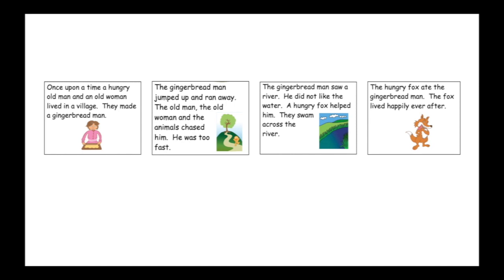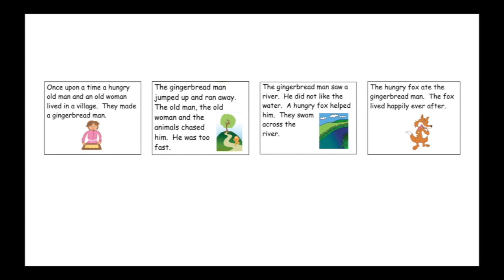Once upon a time, a hungry old man and an old woman lived in a village. They made a gingerbread man. The gingerbread man jumped up and ran away. The old man, the old woman, and the animals chased him. He was too fast. The gingerbread man saw a river. He did not like the water. A hungry fox helped him. They swam across the river. The hungry fox ate the gingerbread man. The fox lived happily ever after.